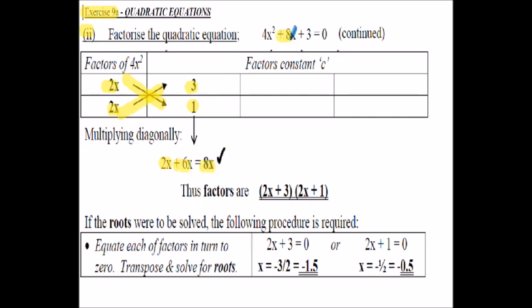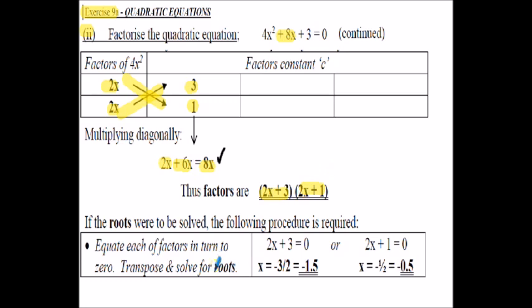Is that the middle term? Yes, it is. So we've found our solution. So our factors, reading horizontally, would be 2x plus 3 and 2x plus 1. So if we expand those brackets, we would get back to the original equation, 4x squared plus 8x plus 3.